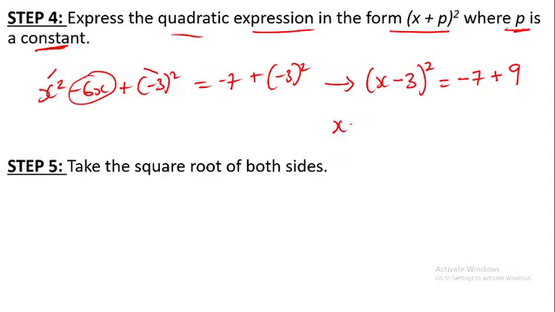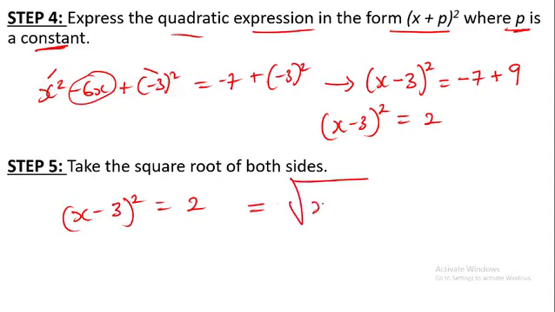We then have (x − 3)² equal to −7 + 9, which will give us what? 2. Then we have (x − 3)² equal to 2, and step 5 said we should take what? The square root of both sides. Take the square root of both sides, and therefore we have the square root of (x − 3)² equal to plus or minus the square root of 2.